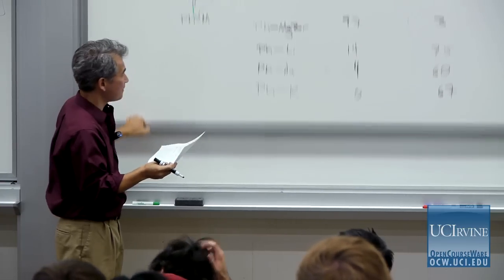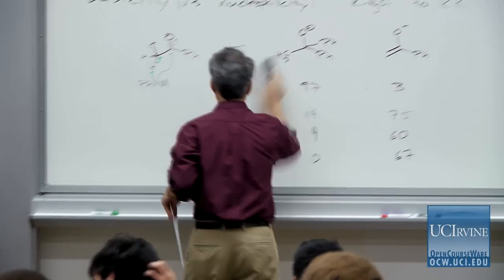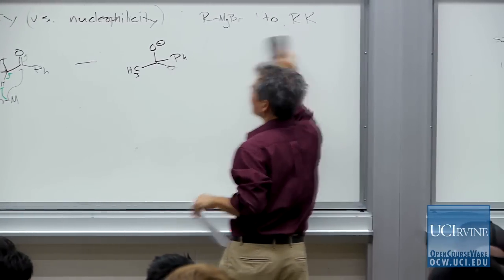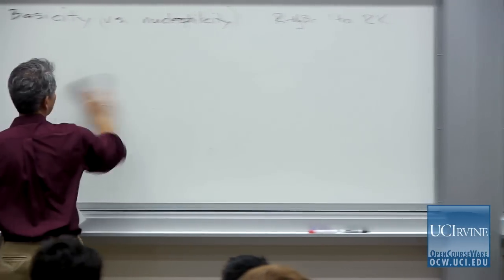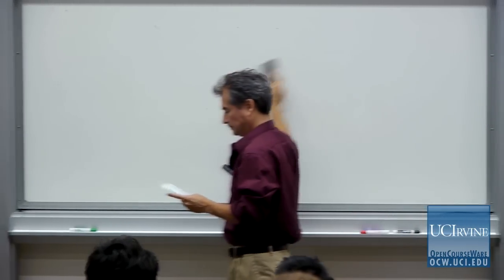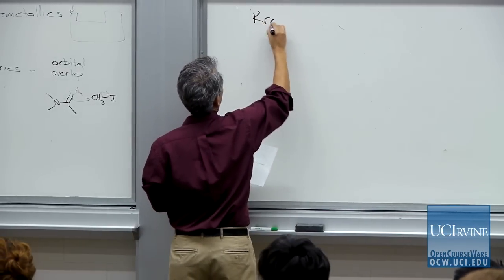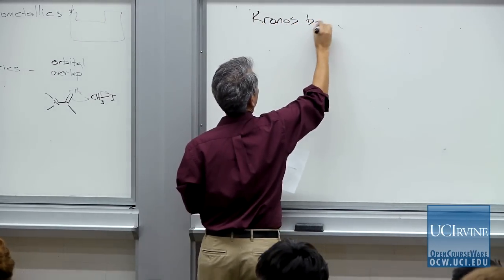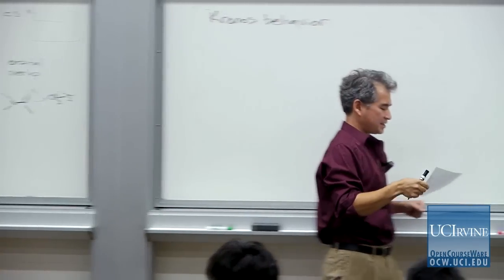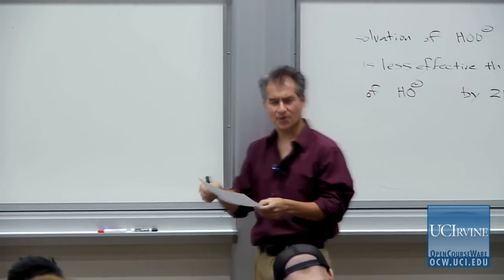I don't think any of you have ever made an alkyl sodium species by adding sodium. You may have mixed sodium with an alkyl halide, but you've never isolated the alkyl sodium species and worked with it. I saw this in a review. It was referred to as Kronos behavior. Why is it that you've never made an alkyl sodium?